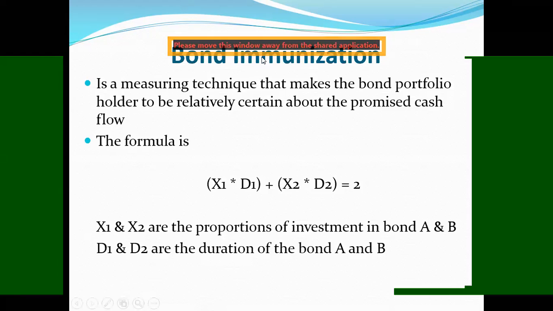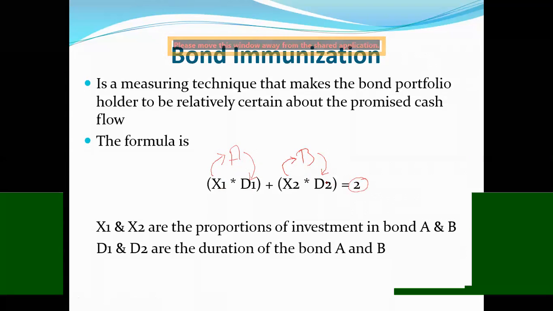Are you able to understand? And the formula for bond immunization strategy is X1, that is the proportion of investment in bond 1, and D1 stands for the duration of that particular bond. Suppose this is bond A and this is bond B. So the proportion of money that I'm going to invest in bond A and the duration of bond A, I have to estimate. Next, the proportion of investment in bond B and the duration of bond B, I have to estimate. And since I have taken two bonds, my constant is going to be 2. Are you able to understand?